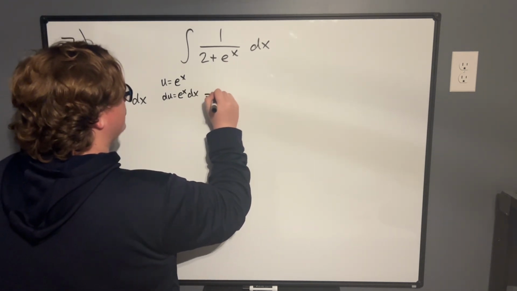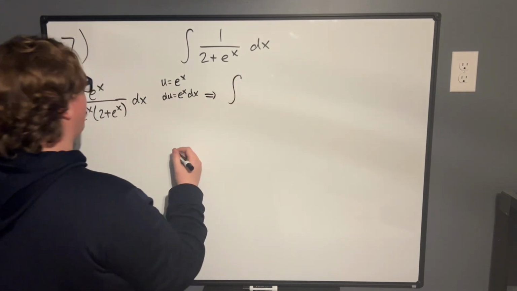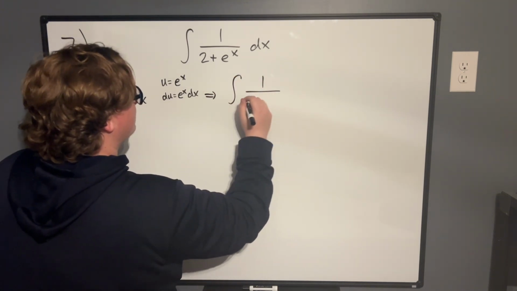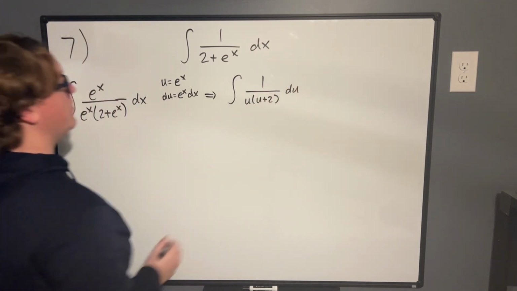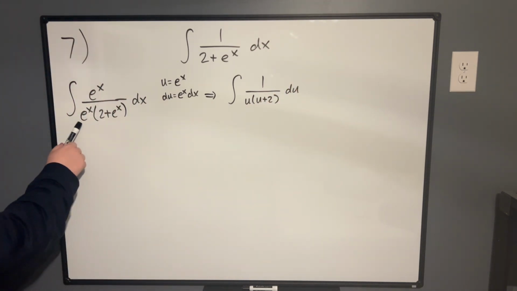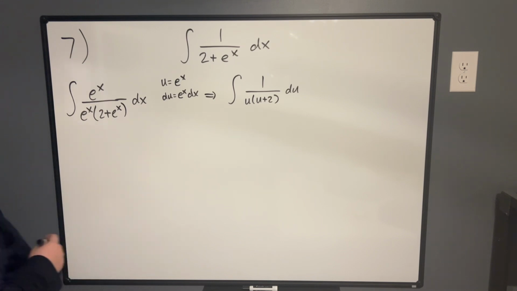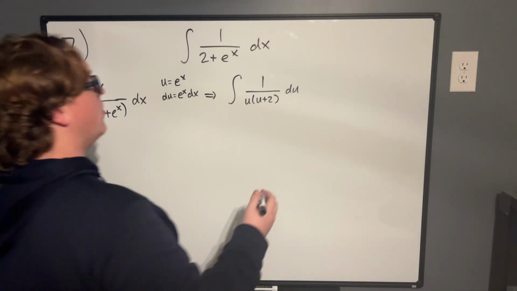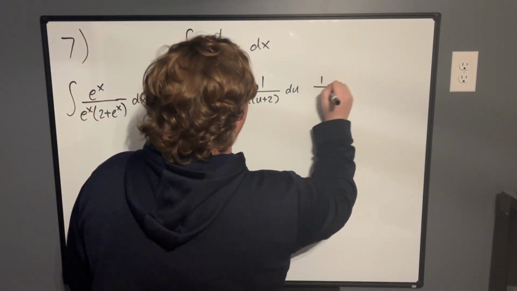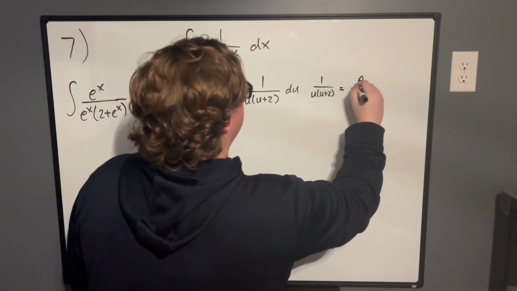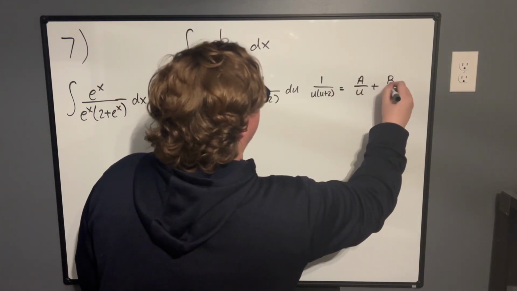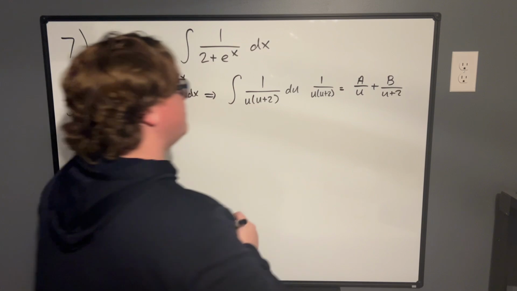So when we transfer this to a u sub, we're going to have the integral of 1 over u times u plus 2 du, right? Because our e to the x here gets traded out for a u, and so does this one. And then at this point, again, like I said, it's just going to be partial fractions. It's really not too hard at this point. So we know that 1 over u times u plus 2 should be equal to a over u plus b over u plus 2. Right?